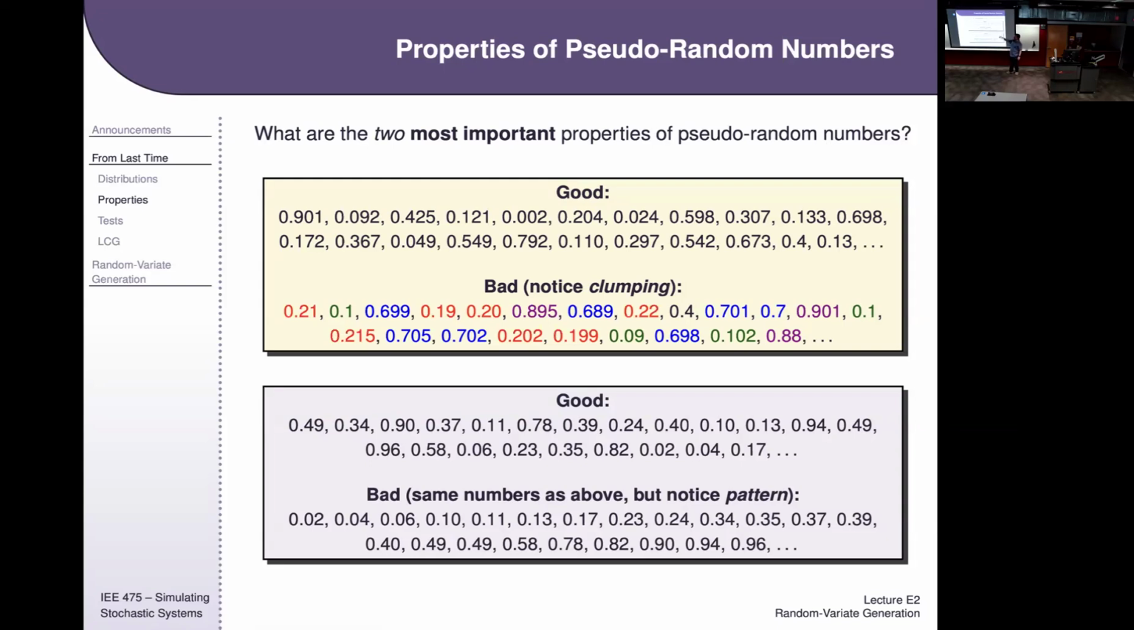With that in mind, before I move on to tests of these things, do we feel confident about these properties, uniformity and independence? Good example, bad example, good example, bad example. Any questions about that?